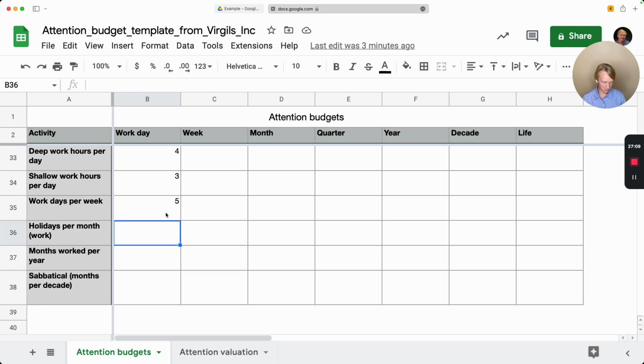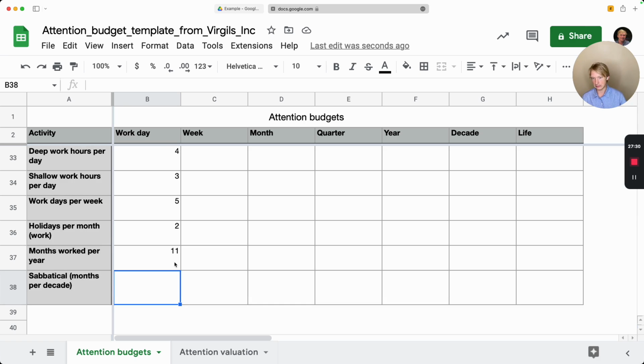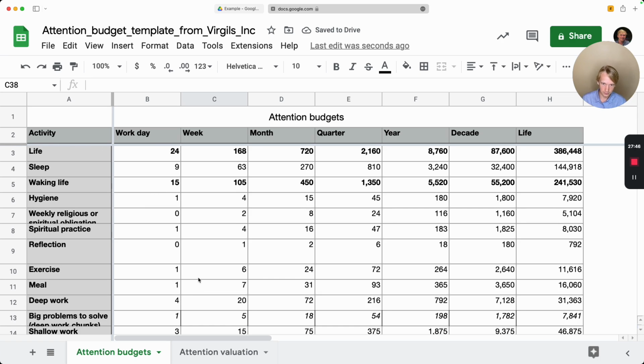All right. Holidays per month, days off. I generally say that's like 2, probably. Months worked per year. If you're taking like 4 weeks of vacation, you're working 11 months, something like that. And then sabbatical. Some people do this. It's also kind of an ancient thing, but every X number of years, you take off some time to think deeply about the next chapter of your life and what you want to do. I'd say for me, I want to take off a whole year, probably per decade. I don't know. That's ideal.